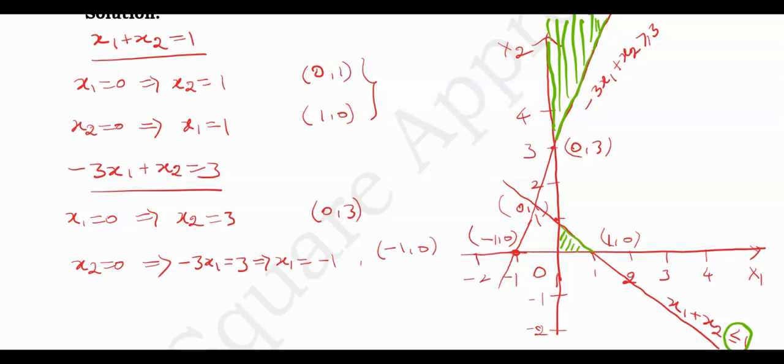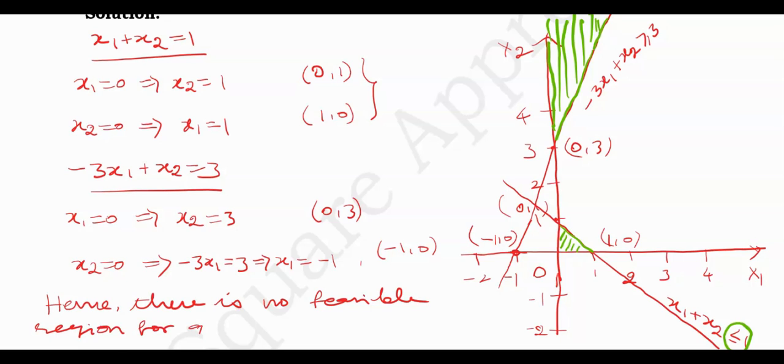Now if you observe the graph, there is no common shaded region for both constraints. Hence, there is no feasible region for the given problem. Hence, there is no feasible region for the given constraints.